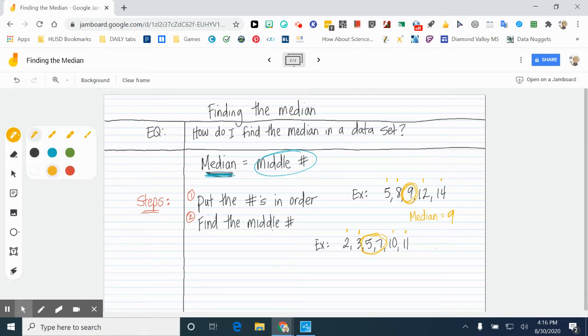Luckily, there is something we can do. We are going to take those two numbers, 5 and 7, and add them together. Maybe I should use a different color to show that. Let's use yellow. Okay, so I'm showing that I'm adding these two numbers together. That's going to give me 12.